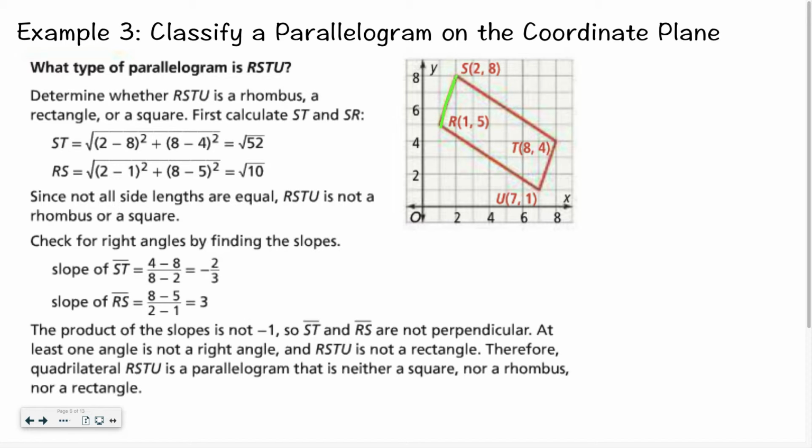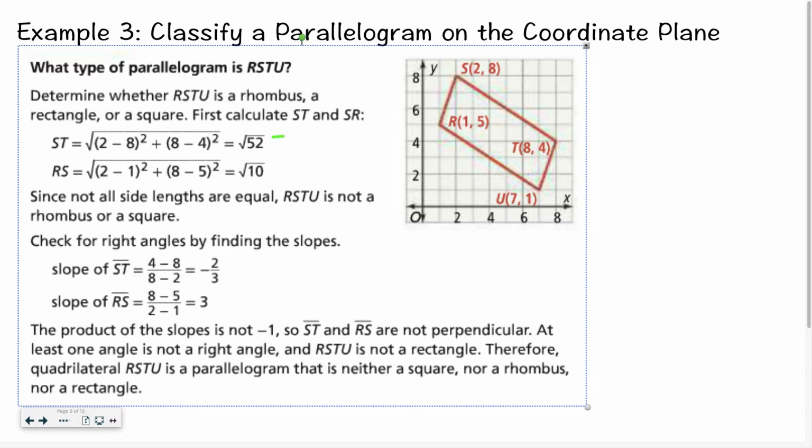So that means I would only have to do it on, let's see, RS, because that's the same as UT, and I would have to do it on either ST or RU, because those are the same. So if I do that with the distance formula, I get square root of 52 and square root of 10. And since not all side lengths are equal, RSTU is not a rhombus or square.